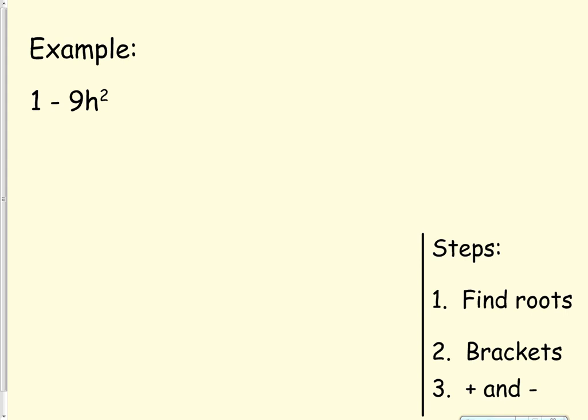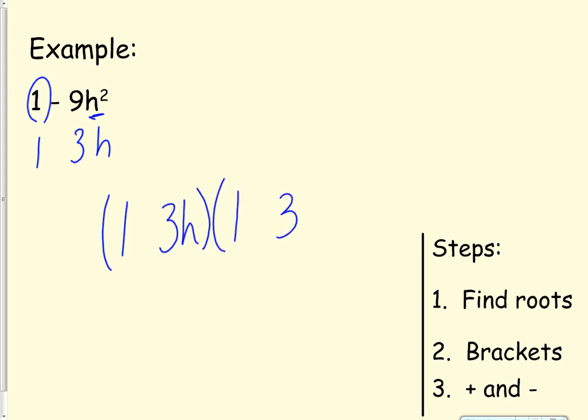Don't forget, 1 is itself a square number. 1 times 1 is 1, so the root of 1 is still just 1. Then we have a 3 and we have an h. Those are my roots. It doesn't matter if the letter comes in the first term or second term. As long as it's squared, the position is irrelevant. So I put them into brackets, keeping them in the same order. So I have 1 and 3h, 1 and 3h, put a plus in one and a minus in the other. Okay, so that's our answer.